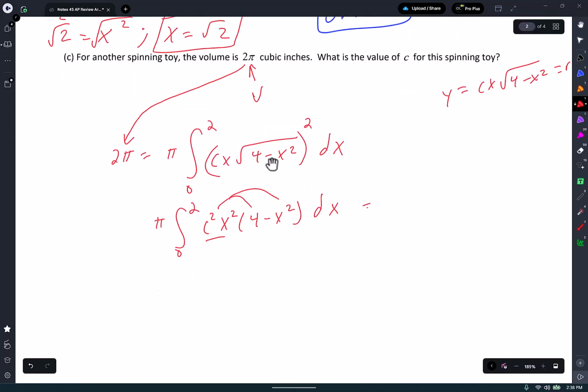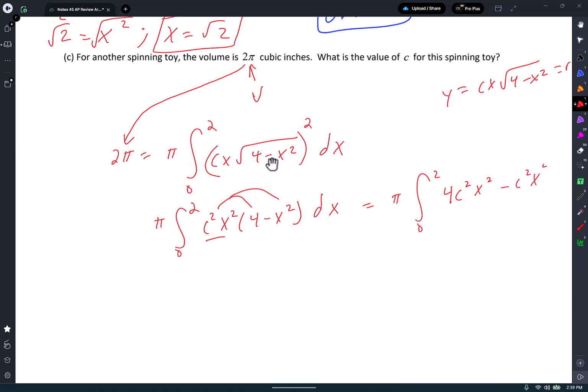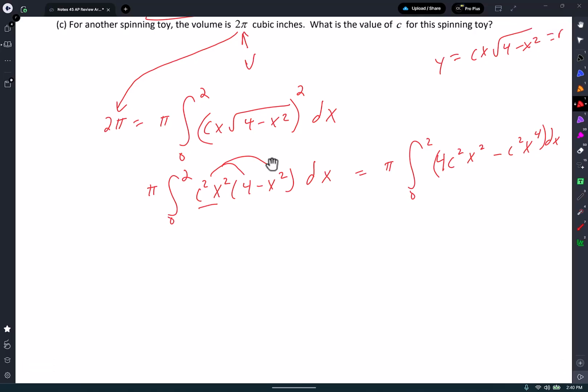I haven't done anything yet. Pi on the outside, integral 0 to 2, 4c squared x squared minus c squared x to the 4th dx. Did I do it right? We're okay? All right, here we go. Ready? Remember, we're going to treat this as a constant. Antiderivative. Pi on the outside, bracket. 4c squared, leave it alone. What's the antiderivative of x squared? Antiderivative of x squared, guys. Minus antiderivative of x to the 4th.